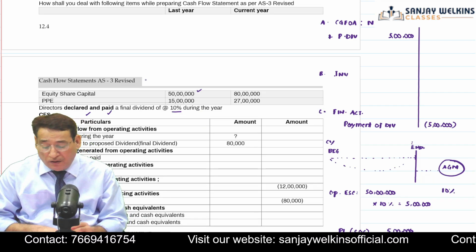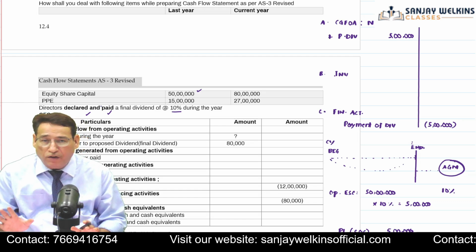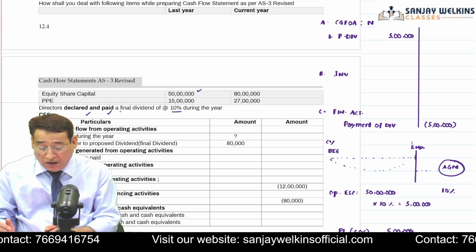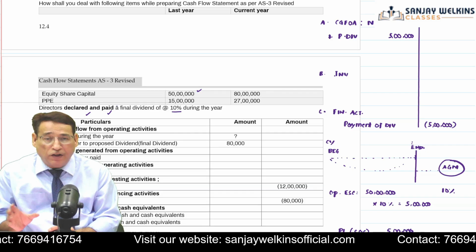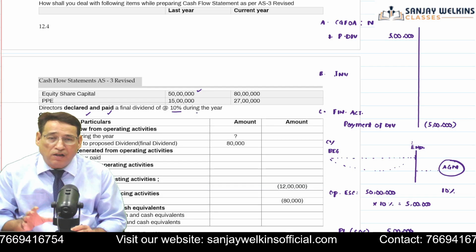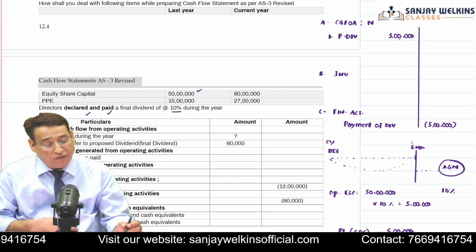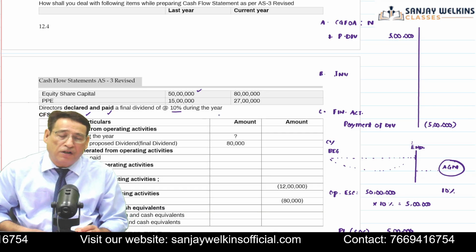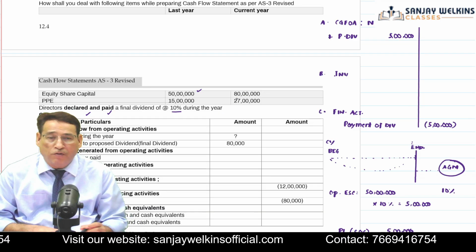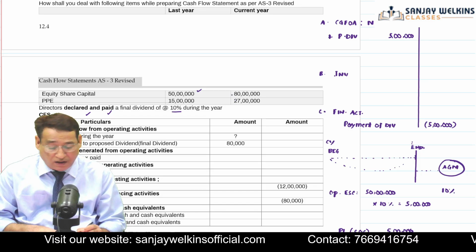Now, this is the treatment of final dividend. It is written declared and paid. So whenever it is given in the question that final dividend has been declared and paid, this is how you are going to treat it. First of all, you add it to cash generated from operating activity, and besides that, you will have to present it under financing activities.